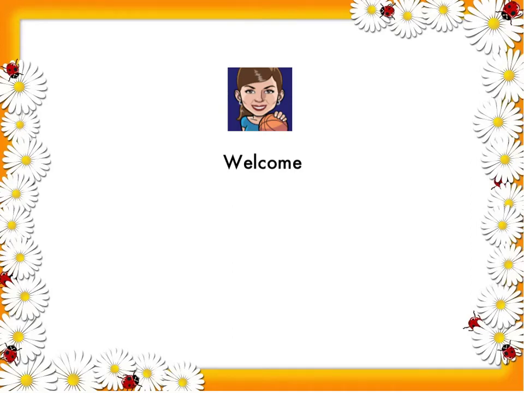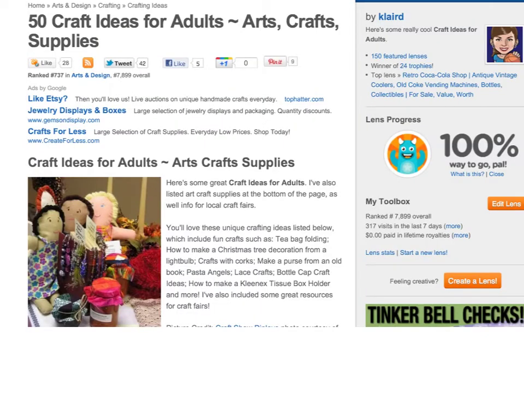I'm just going to do a quick little explanation of how I use a keyword research tool to help me pick specific titles for the Squidoo lenses that I want to make. And I'm going to start out by talking about one of my pages I made on Squidoo. It's called 50 Craft Ideas for Adults.